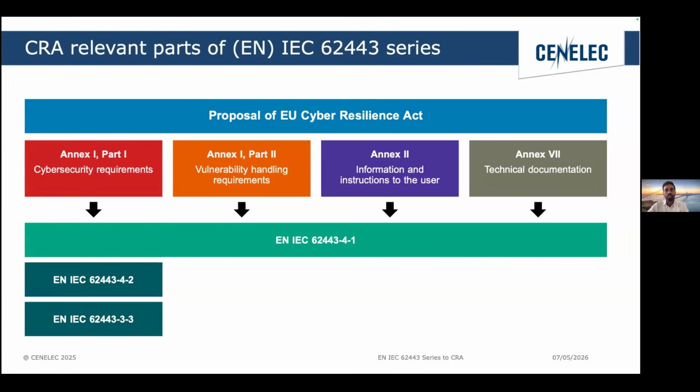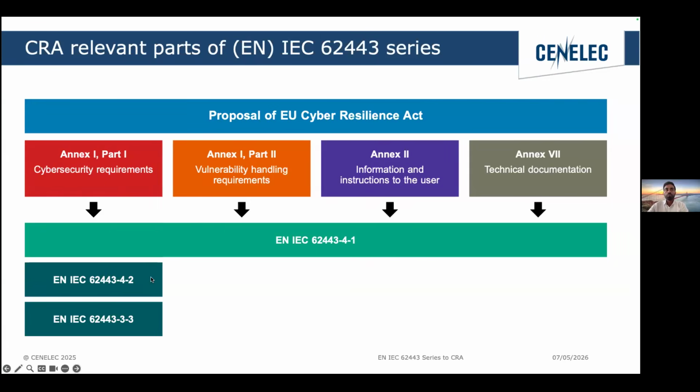As I told, all these harmonized standards for the OT were based on the EN IEC 62443 series. So it is necessary to do the mapping or the gap analysis of the CRA standards with the existing IEC 62443 series. Since CRA is for the product based on risk, we did the gap analysis. So we know from CRA Annex 1 Part 1 for the cybersecurity requirements, Annex 1 Part 2 for the vulnerability handling, Annex 2 for information, and Annex 1 technical documentation. All this needs to be mapped to 4-1 because it's a product secure development life cycle. So all these can be mapped.